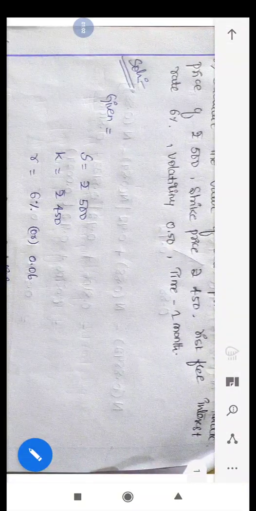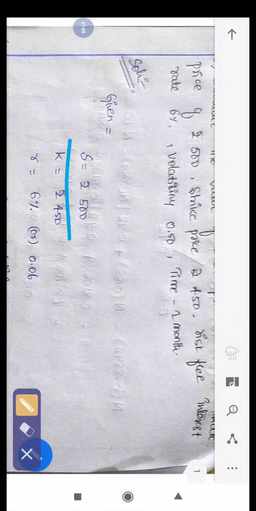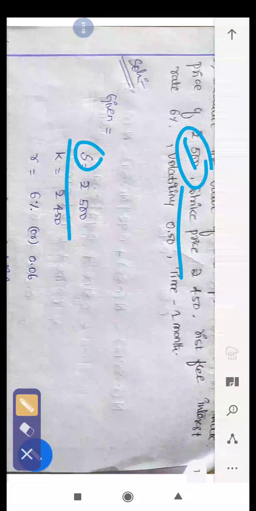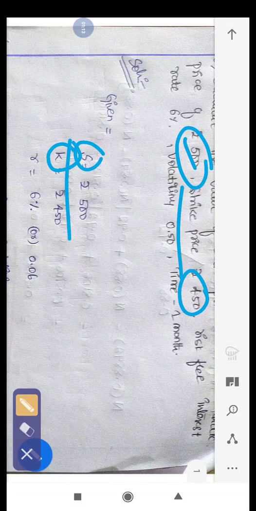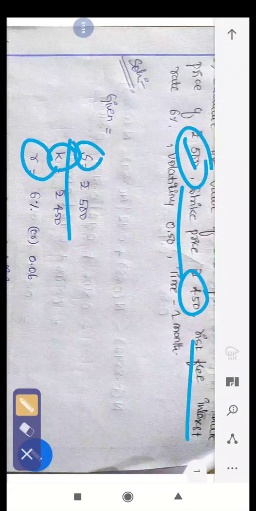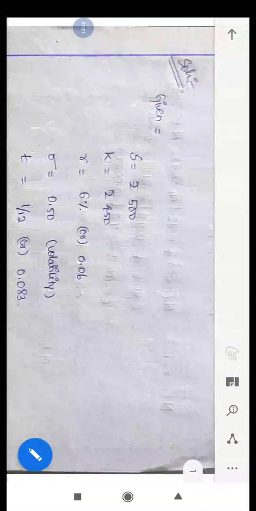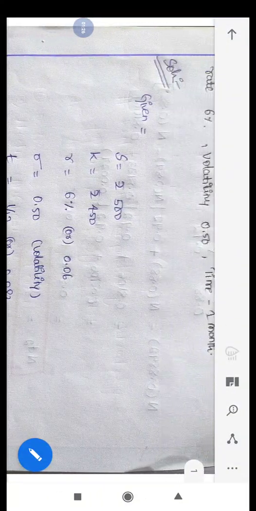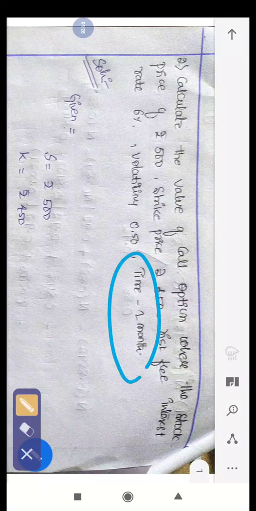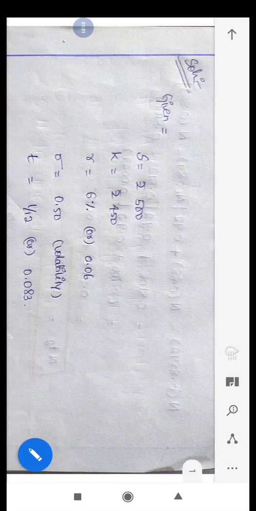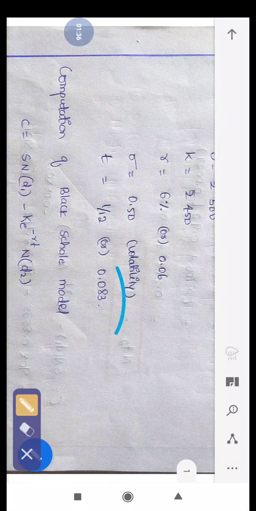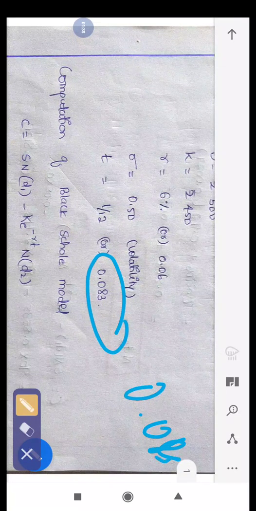Stock price is S, that is 500. Strike price is represented by K, that is 450. R is represented for risk-free interest rate, that is 6%, means 0.06. Next, volatility, that is standard deviation, is 0.50, and time duration is represented by T. It is 1 month, that is 1 by 12. So 1 by 12 means it can be 0.083 also.